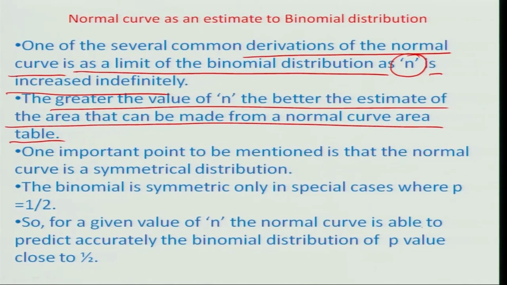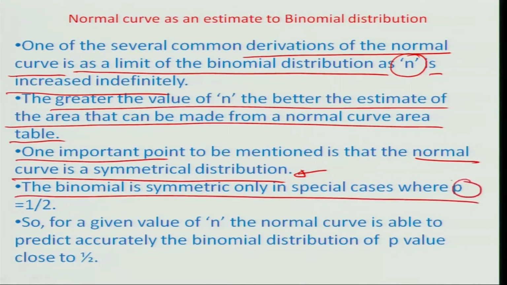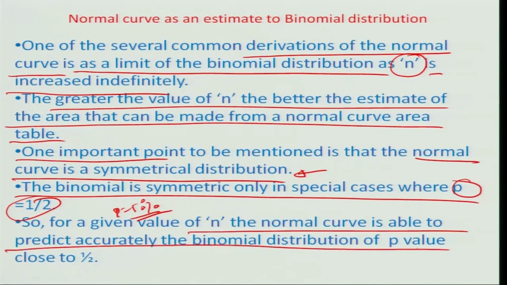And one very important point is that this distribution is actually a symmetrical distribution. Okay. So, binomial distribution becomes symmetric only in a special case where you have exactly a probability of 50% to be fraction defective or fraction good. So, for a given value of n, normal curve is able to predict accurately the binomial distribution of a p value close to half, okay, but it does not mean that it cannot otherwise. So, that is how the limit of this particular thing can be determined.